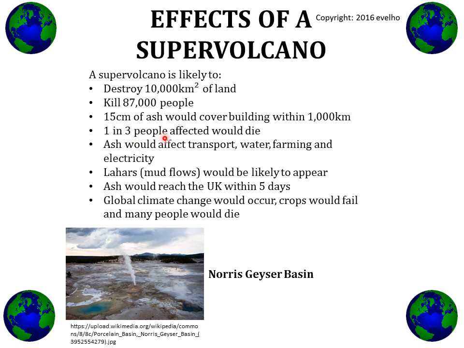1 in 3 people affected would die. The ash would affect transport, water, farming, and electricity. Lahars, which are mud flows, would be likely to appear, and if the Yellowstone supervolcano was to erupt, ash would reach the UK within 5 days. Also, global climate change would occur, crops would fail, and many people would die. And down here is just a picture of the Norris Geyser Basin, and as you can see, it's quite flat.